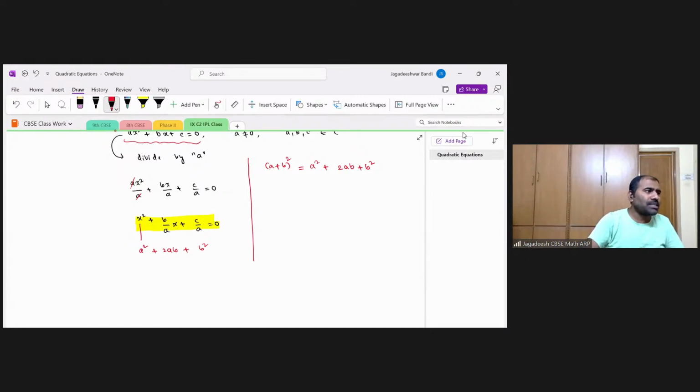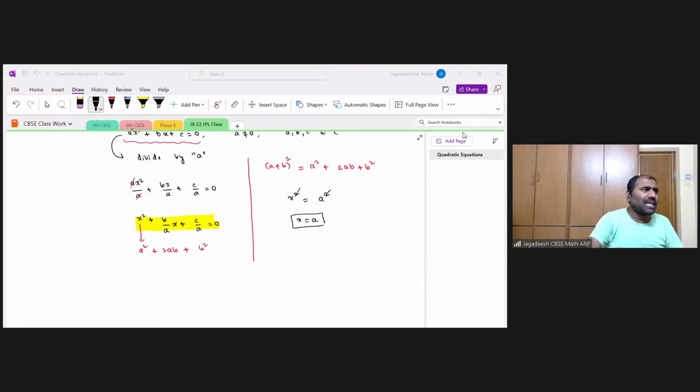So the first term is x square, and in the expansion, the first term is a square. So let us compare that. Our first term is x square, and in the expansion, the first term is a square. So square gets cancelled. So we get x equal to a. Means indirectly a equal to x. So we got the a value.